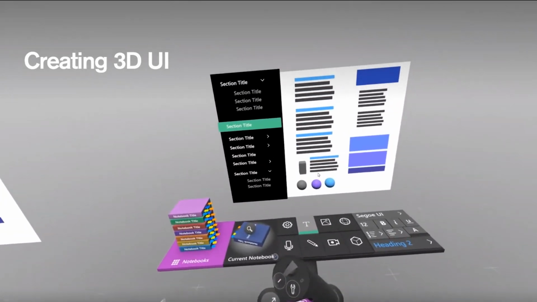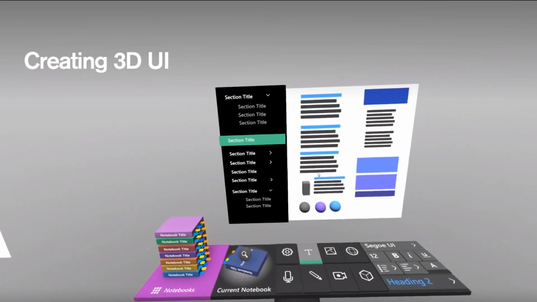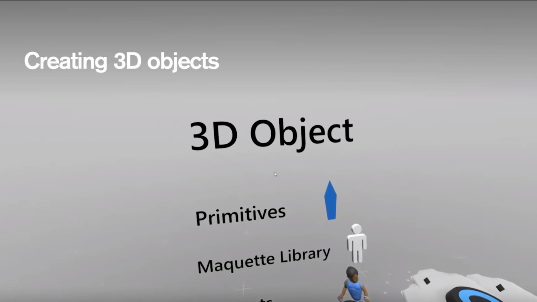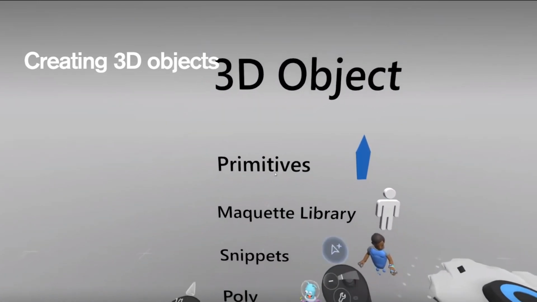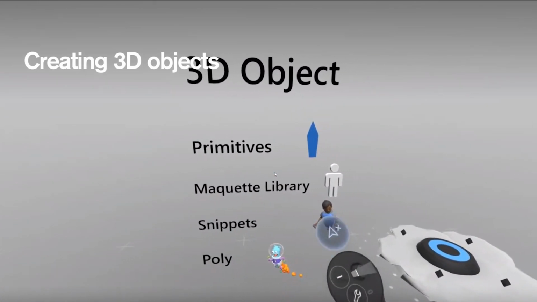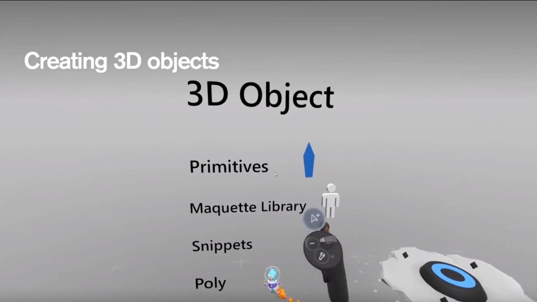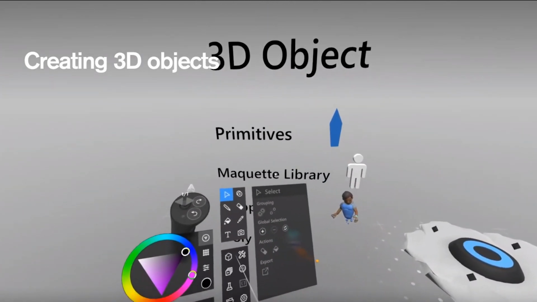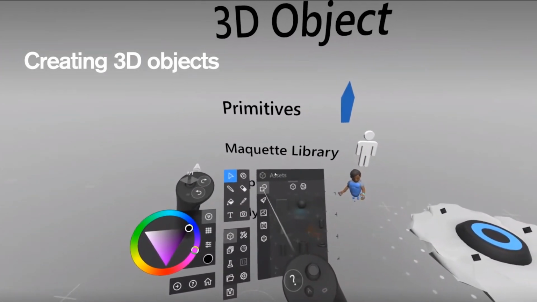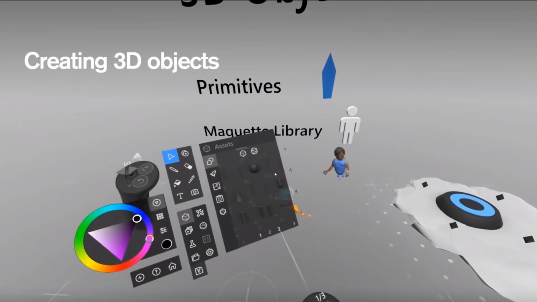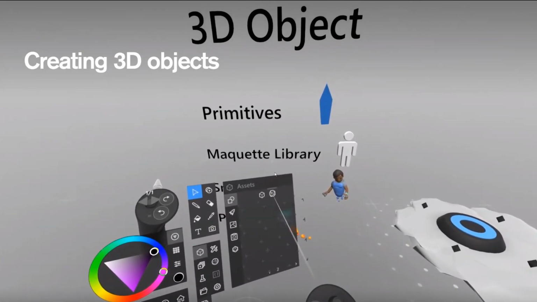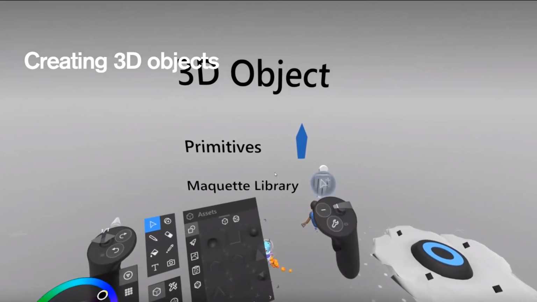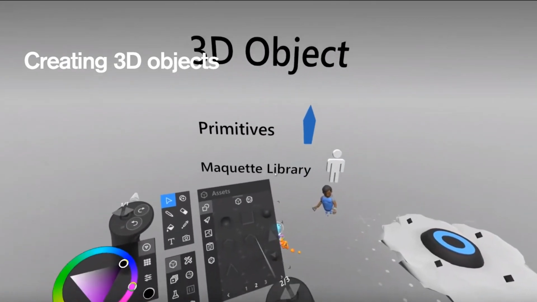Combining these three, you'll have very interesting UI layouts, creating new 3D objects or things that you never thought would be possible. With this, you need to get familiar with 4 things: primitives, Maquette library, snippets, and Poly. Primitives are the cubes from the assets panel. Those are simple geometries that you can use as the foundation of whatever you're doing. All the simple UIs are composed with those simple primitives.